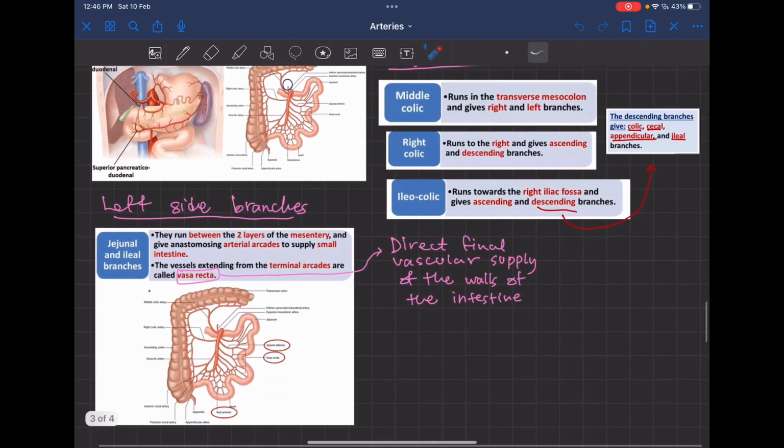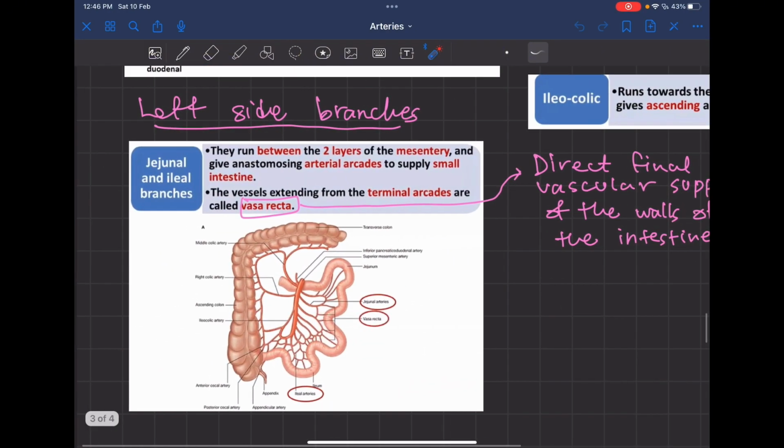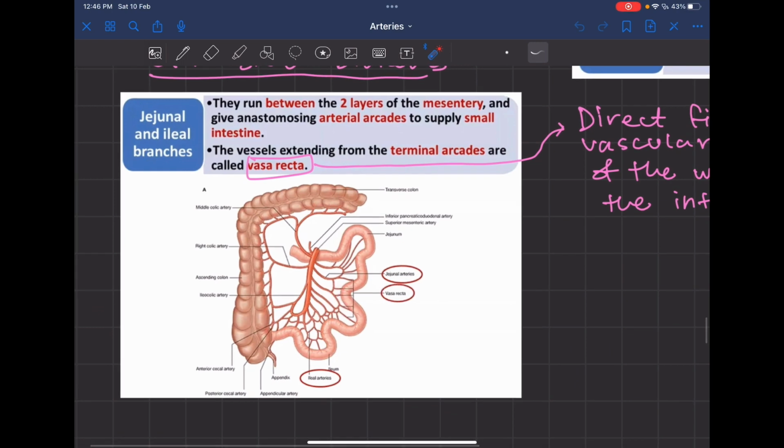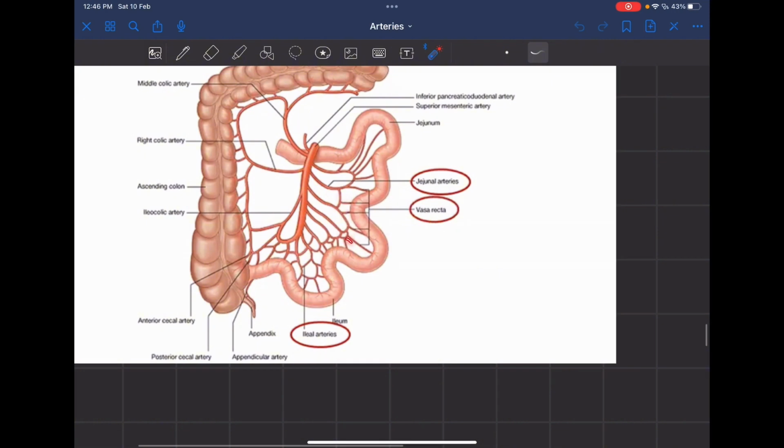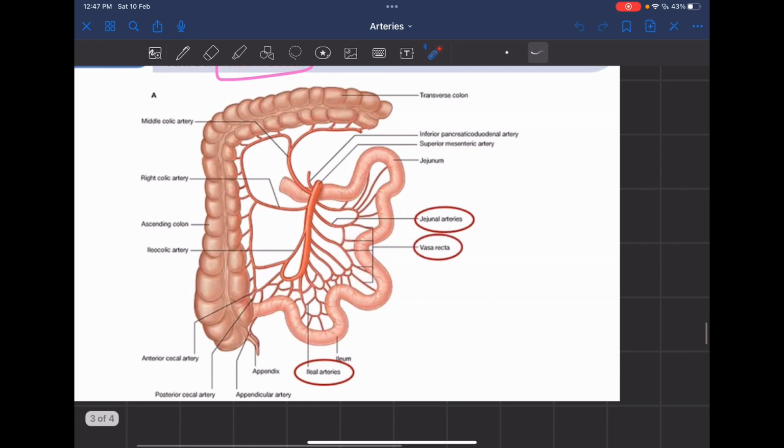Now, moving on to the left side branches, as you can see here, they are mainly supplying the small intestine, the jejunum and the ileum. And as you can see here, there are some straight arteries, and we call these straight arteries the vasa recta. And the curve-like arteries are called the arcades.